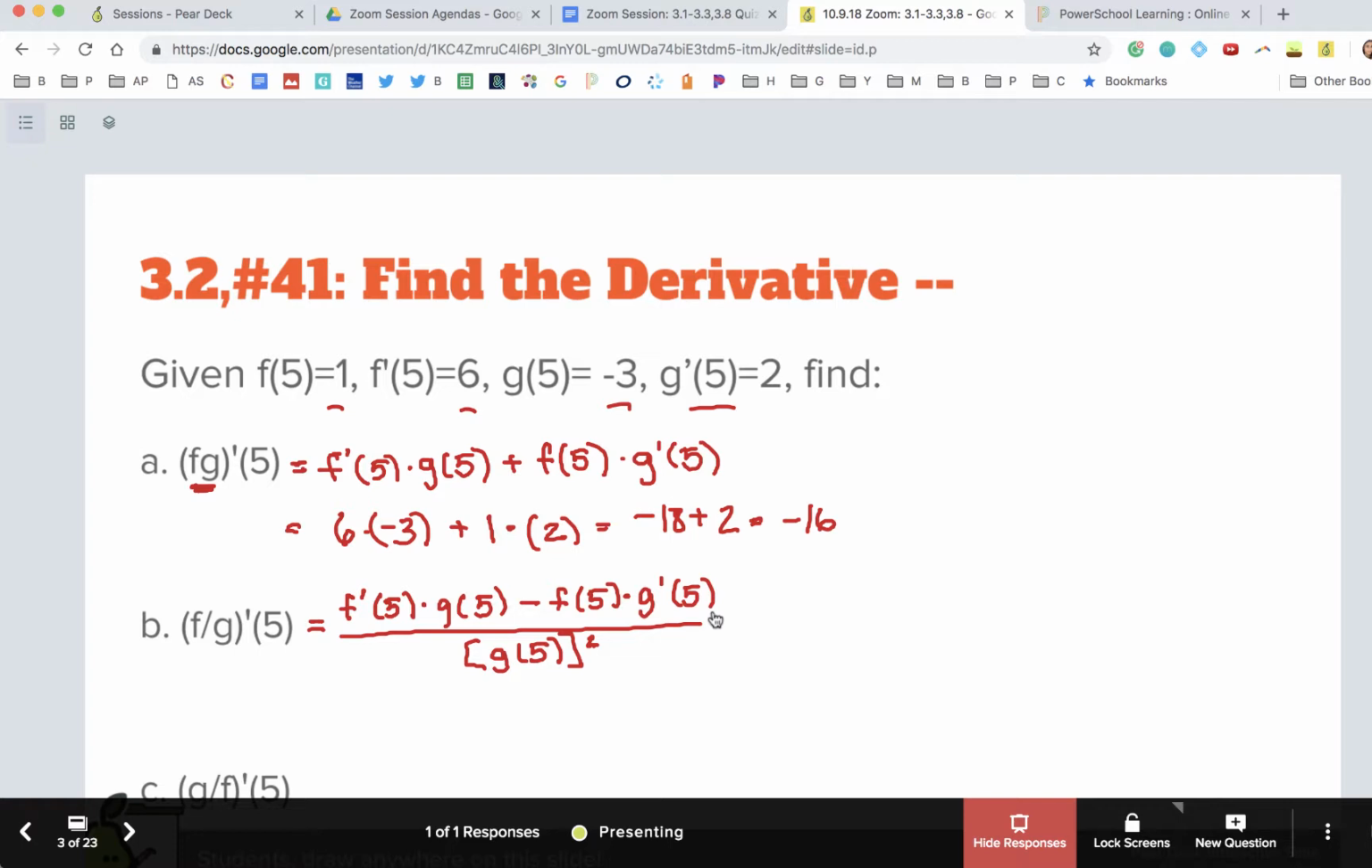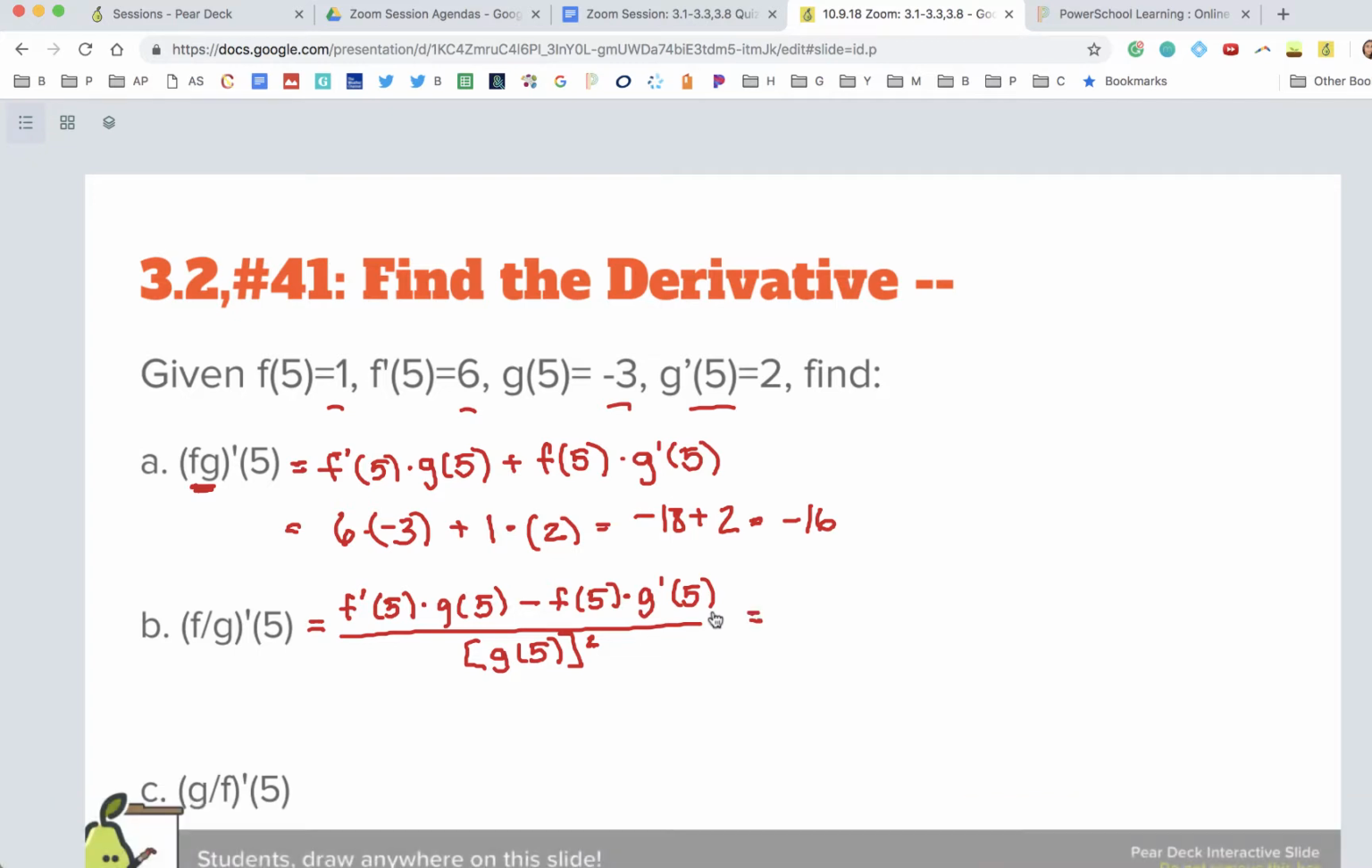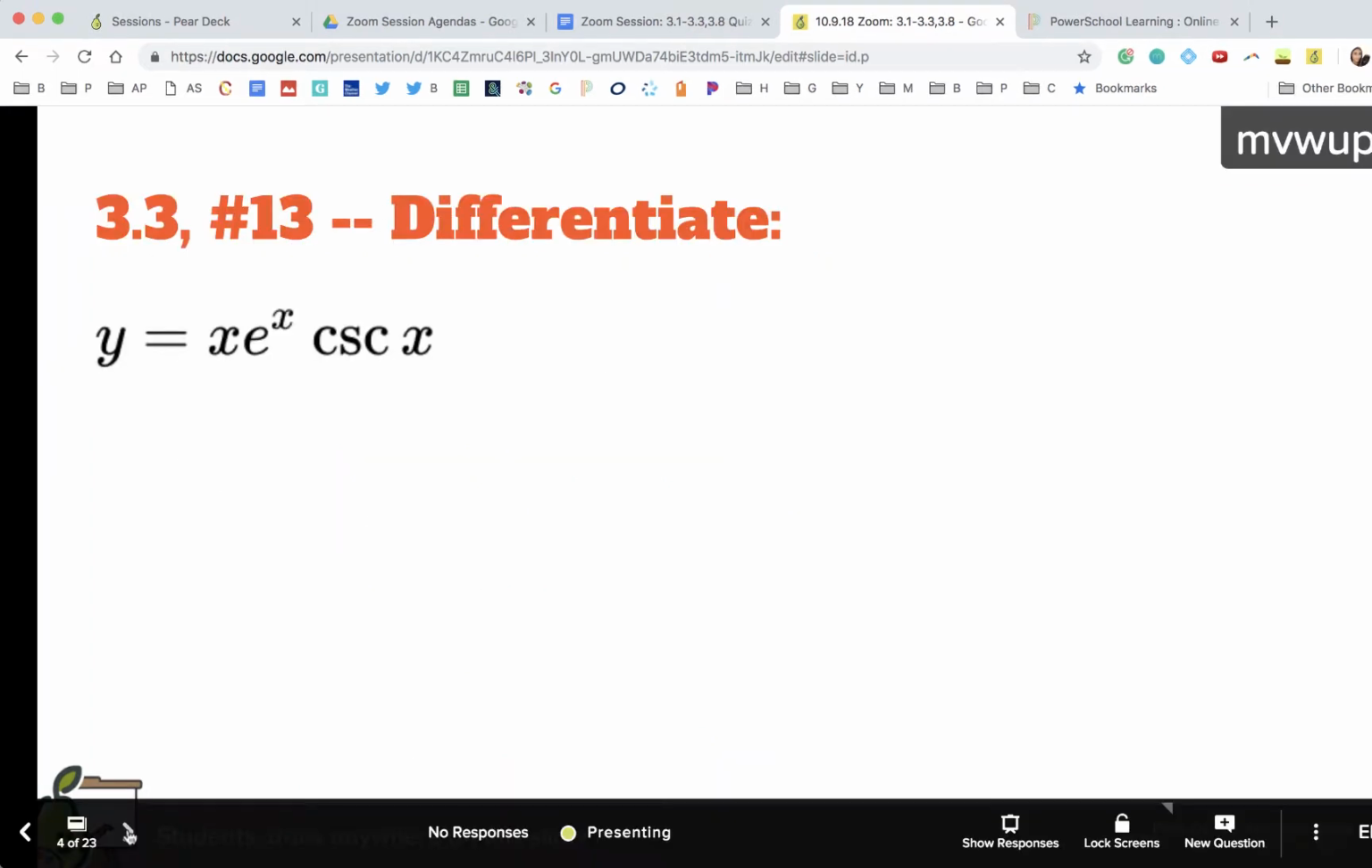And again, you would plug in values. I'm going to spare you that step right here. And then part C is just asking you g divided by f. So you would do the derivative of the first times the second, just swapping the order this time, minus the first times the derivative of the second, all over the second squared. And again, you would plug in the values as they give them to you in the original problem to get your final answer. Let's move to the next question.